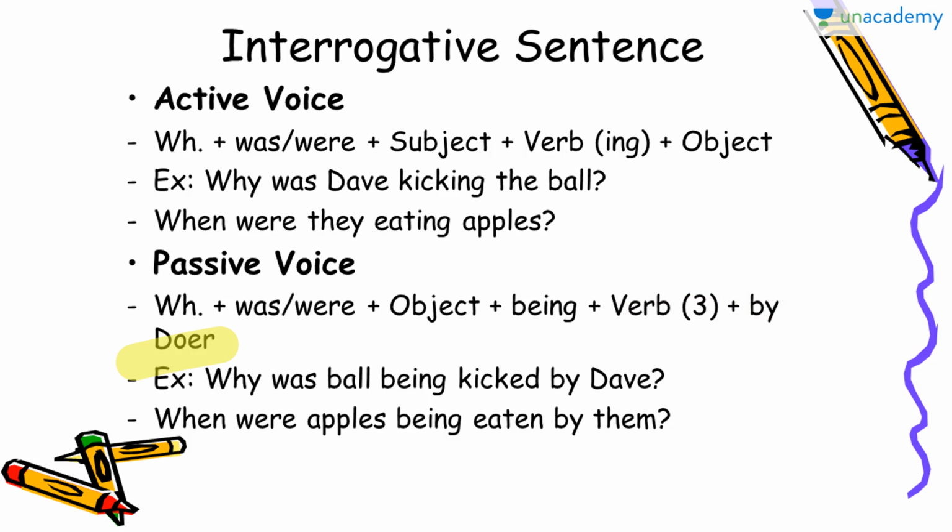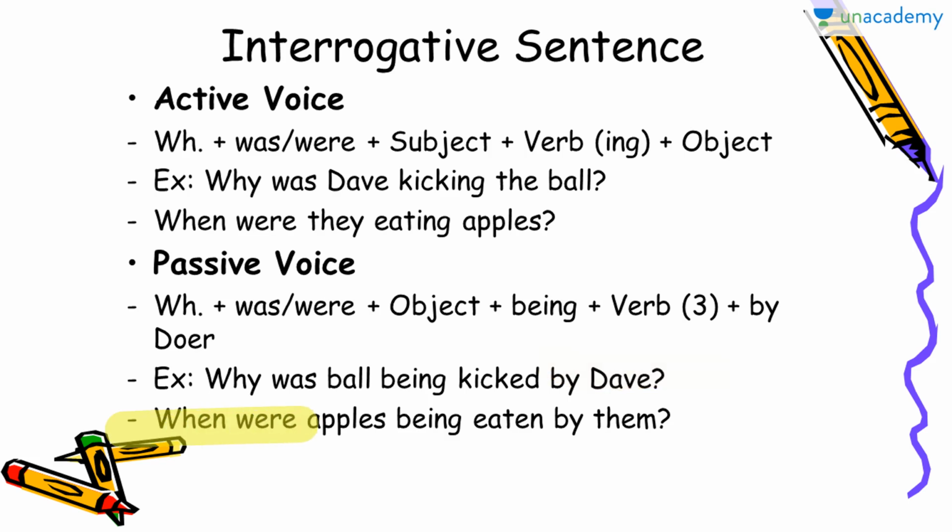For example, why was ball being kicked by Dave? This why remained as it is. Here ball is singular, that is why I have used was. Being, third form of kick is kicked, because here it was kicking. We know the first form is kick and third form of kick is kicked. That is why kicked is used here. And by whom? By Dave. In this manner, we have created a sentence.